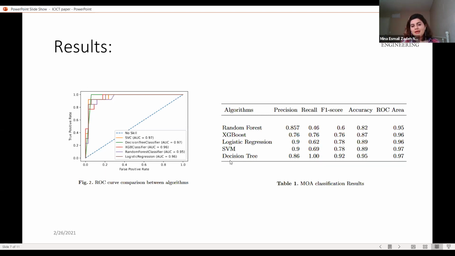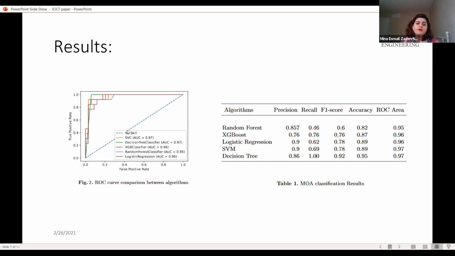We evaluated the models using four criteria: precision, recall, F1 score, and accuracy. You can see that the best accuracy is for decision tree, 0.95. But you can see that SVM and logistic regression have better precision. It means that when these two models label a record, they do it more carefully, so they have better precision in comparison with decision tree.